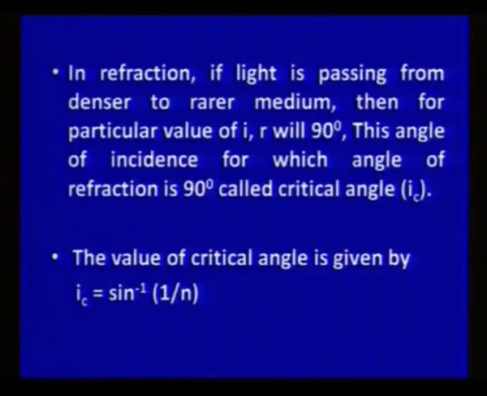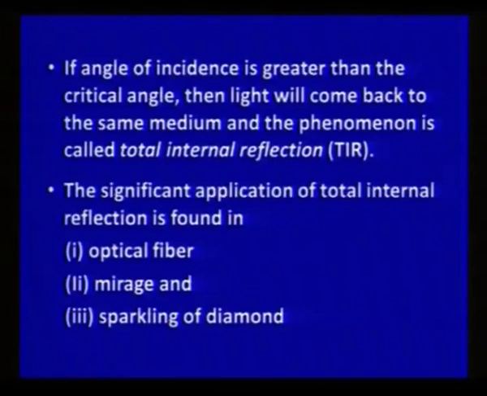The value of this critical angle is given as sine inverse of 1 upon refractive index, and this is the refractive index of the material with respect to air. And this phenomenon of total internal reflection is very interestingly related to our daily life. Total internal reflection is a condition where the angle of incidence is greater than the critical angle, and light will come back to the same medium only when it is passing from denser to rarer medium.